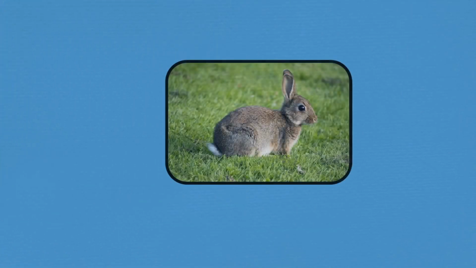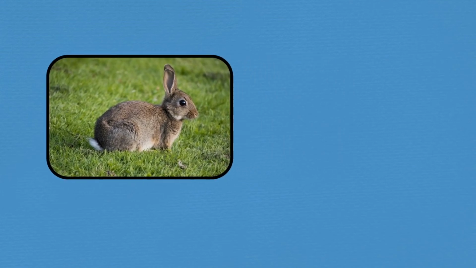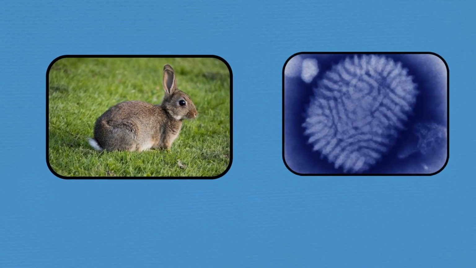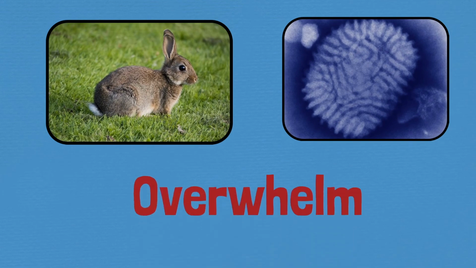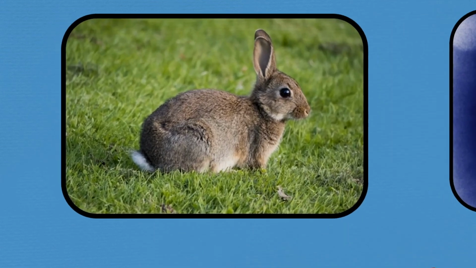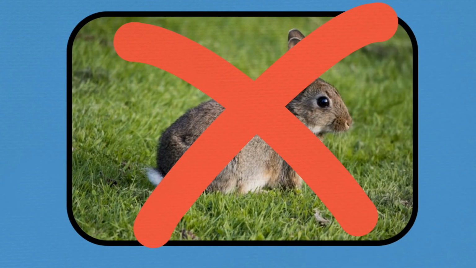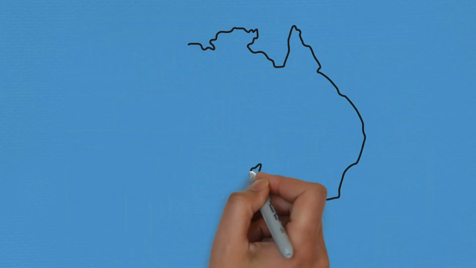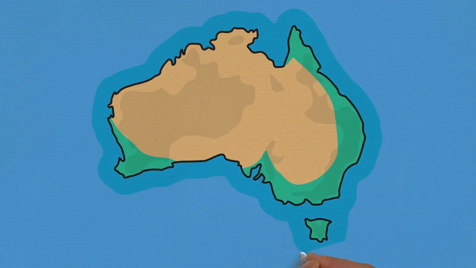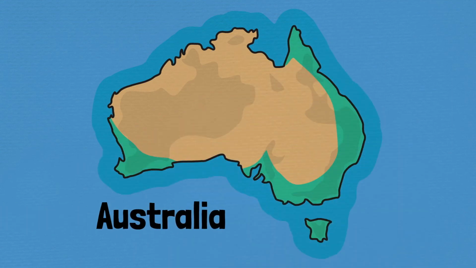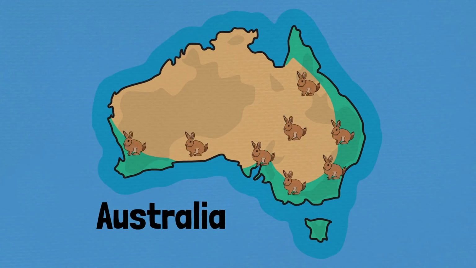European rabbits, on the other hand, have not evolved alongside Myxoma virus, and therefore the same proteins encoded by these genes overwhelm the host's immune system, resulting in death. European rabbits are considered pests in certain countries, such as Australia. Introduced during European settlement, they have spread across the country.